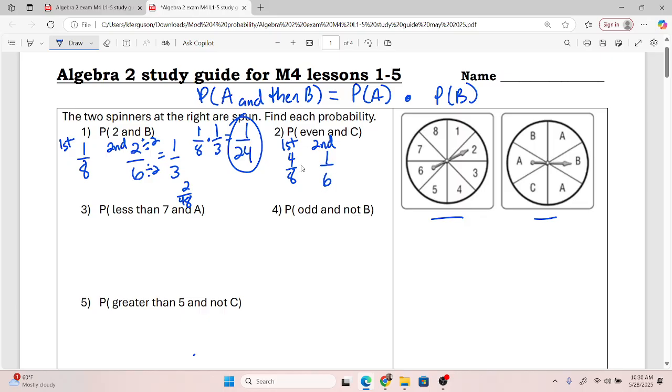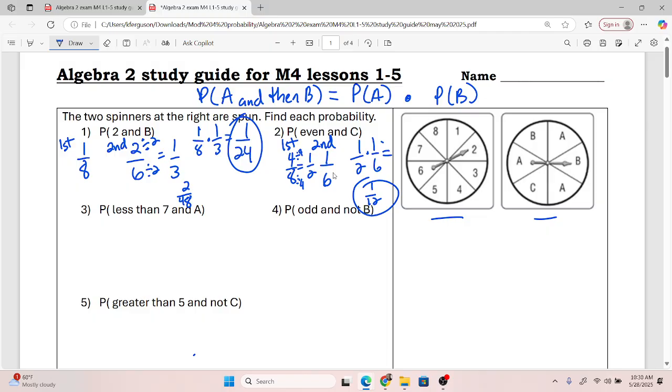Well, 4 over 8 can be reduced. There's a number that goes into the top and the bottom. It's 4. If I divide by 4, top and bottom, I get 1 over 2. So I've got 1 over 2 times 1 over 6. That equals 1 over 12, and that's my probability. Now, if I didn't do that, I would have gotten 4 over 48. 4 over 48 is wrong. If you get 4 over 48, it isn't a problem, you just have to remember to reduce until you can't reduce anymore.